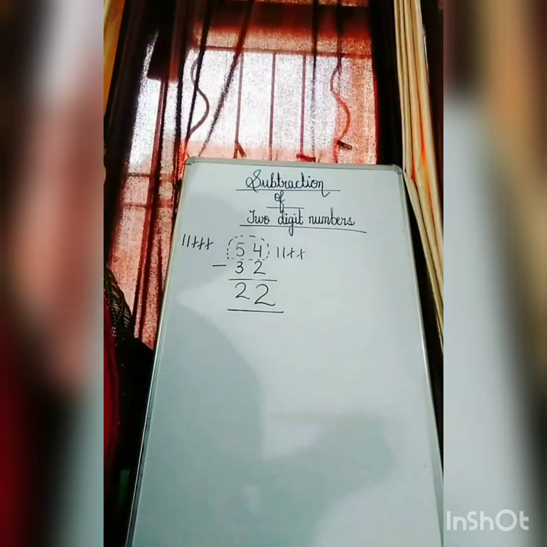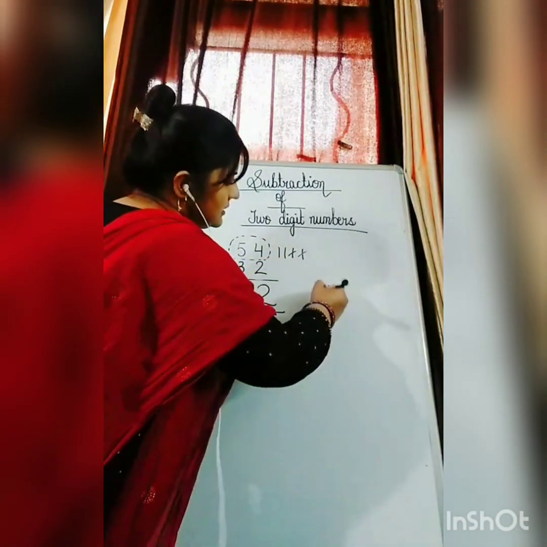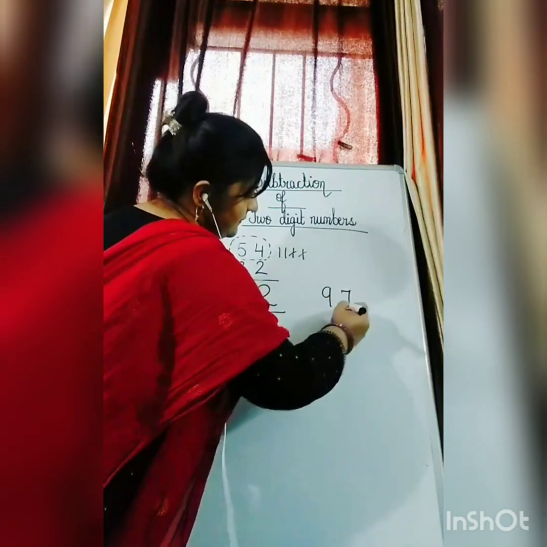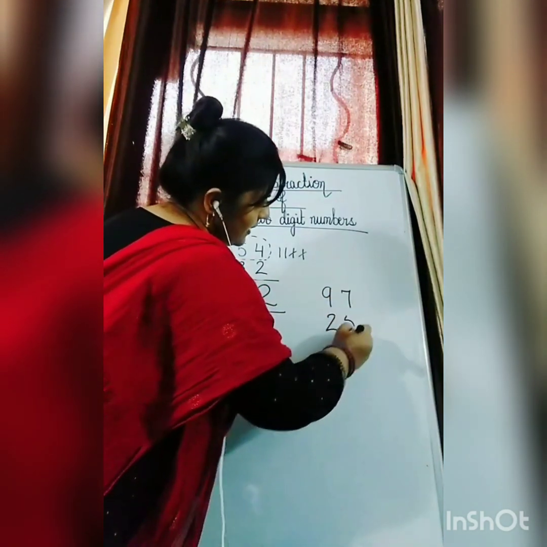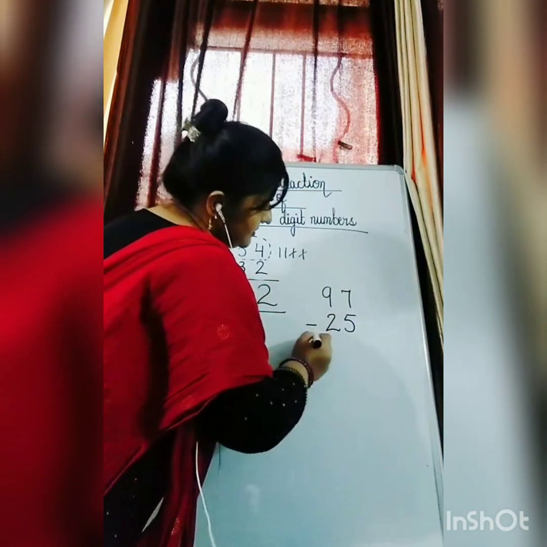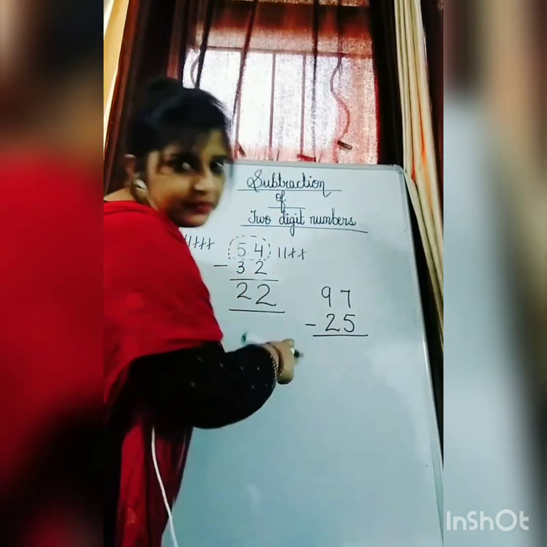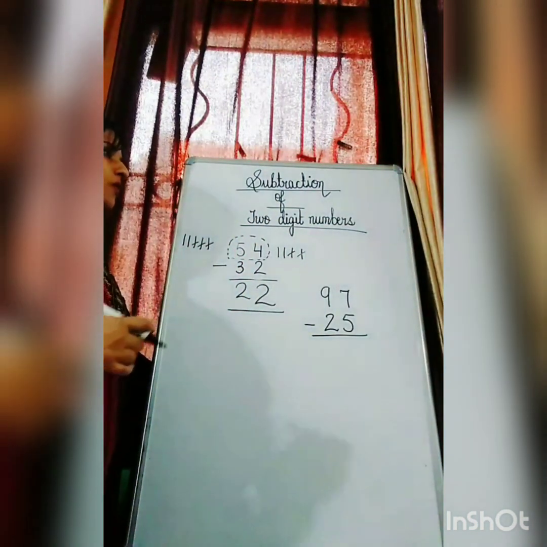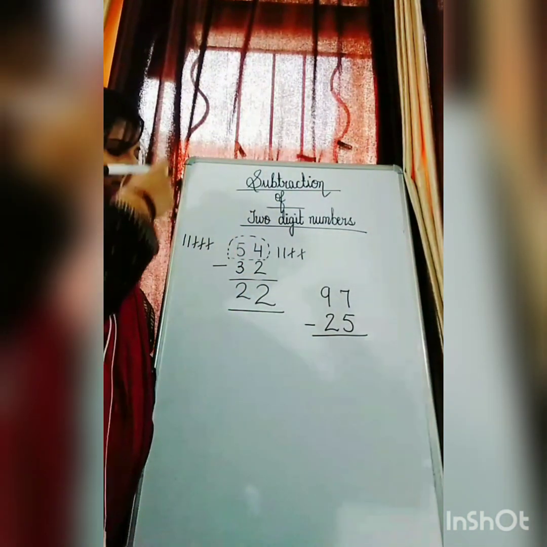Same way, I am giving you one more example of it. 9, 7, 2 and 5. That means 25 is going to be subtracted from 97. What answer are we going to get?